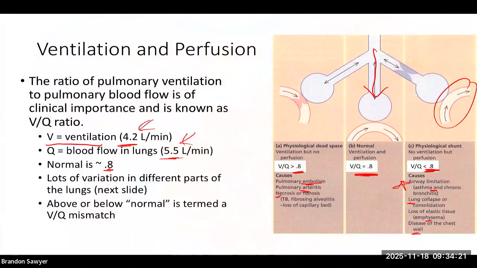The one on the left, when the V to Q ratio is greater than 0.8, is where we don't have the blood flow that we need, but we have plenty of air getting into the alveoli. That can lead to some desaturation, a lot of desaturation if there's no blood getting through. And the one on the right is the opposite. When the V to Q ratio is under 0.8, we're not getting enough air into the alveoli, but we have plenty of flow through the capillaries. So those are our three options.